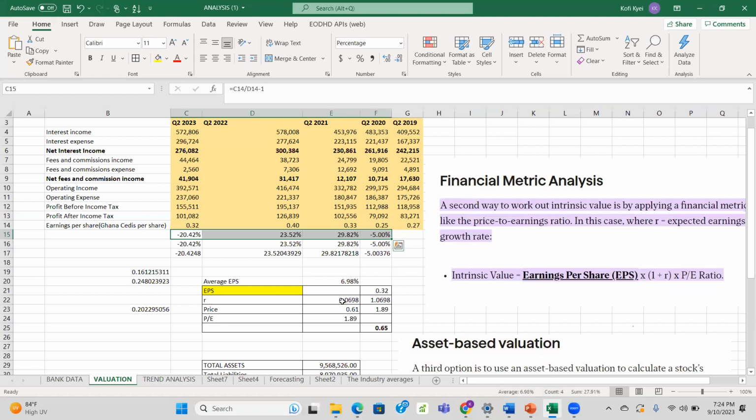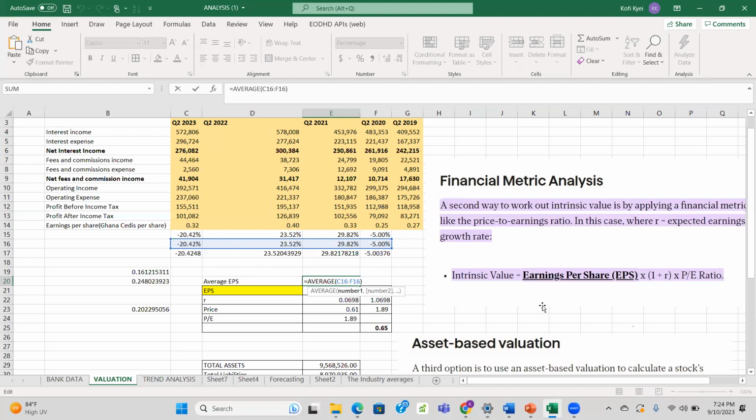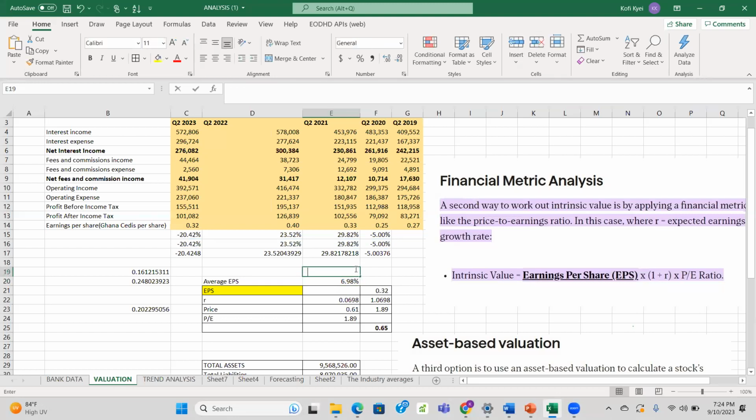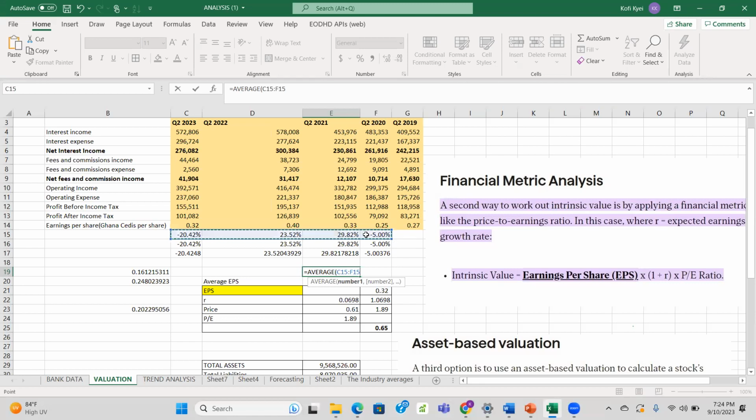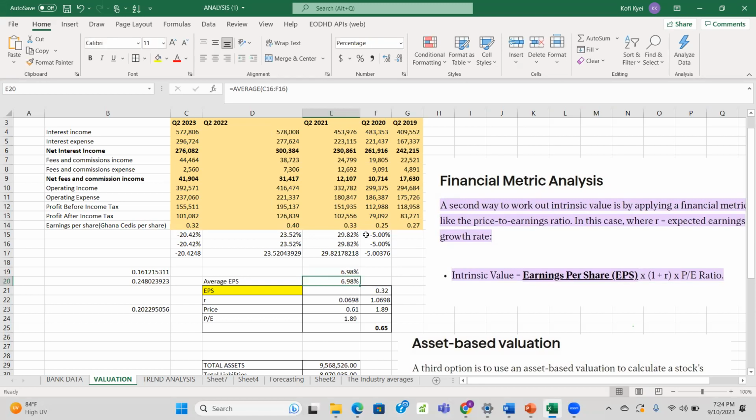However, you can also put in a formula to come by your figure. This is the formula: you type in AVERAGE. Let me just do it here again for you to see. So AVERAGE, you type it there. Then you highlight these figures, close the brackets, then enter. So the average growth rate is 6.98%. So you put your figure there.